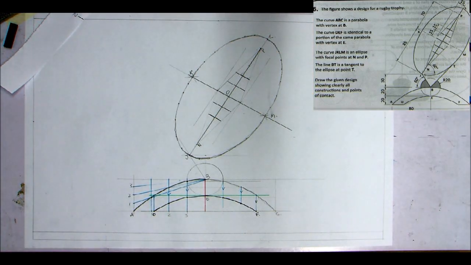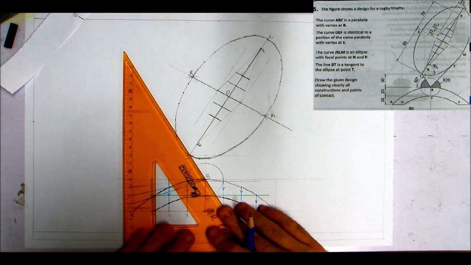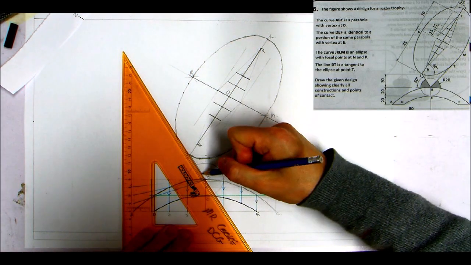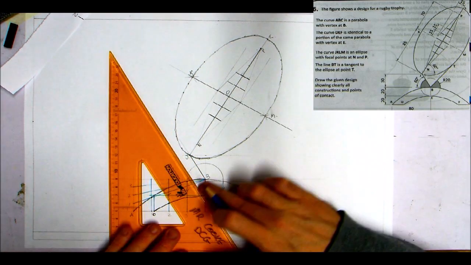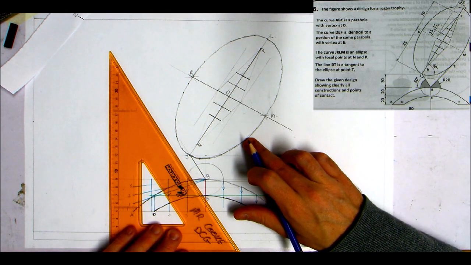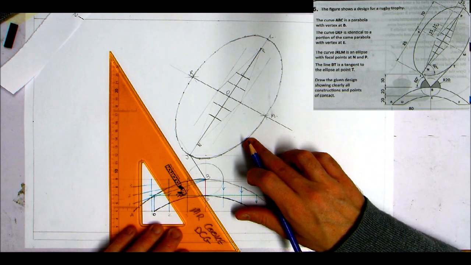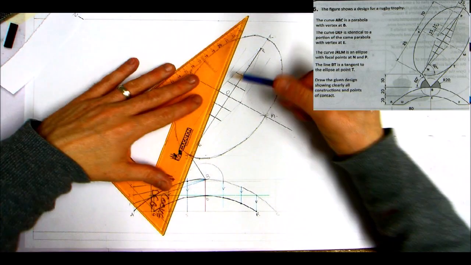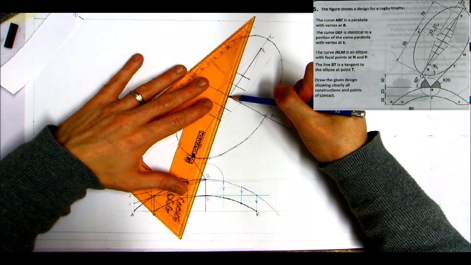Okay, the last thing then to complete this question, I have this line here from J to B, but I need to draw the tangent line here and find T. Isn't that right? So how do we do that? So what we're going to do is we're going to join the center of the ellipse to the point of the tangent.